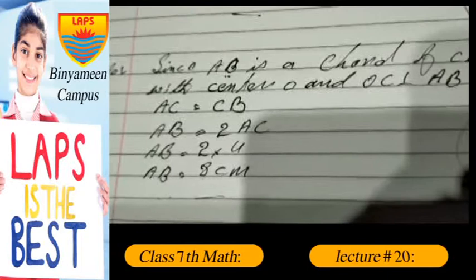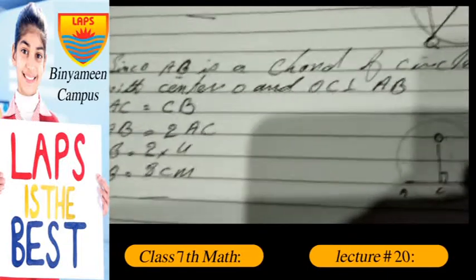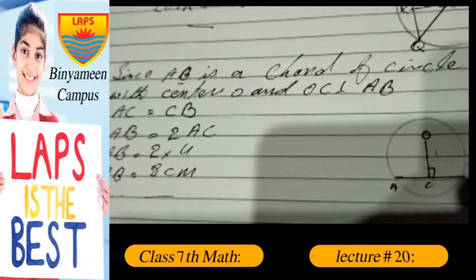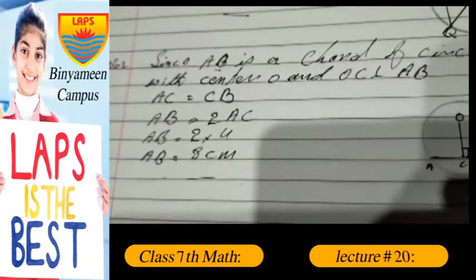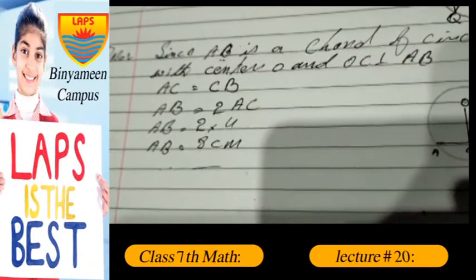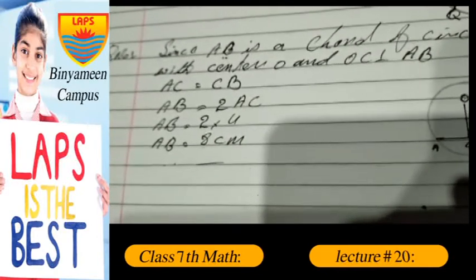Step of construction: since AB is a chord of the circle with the center O and OC is perpendicular to AB, AC is equal to CB and AB is equal to 2AC. AB is equal to 2 multiplied by 4. So AB is equal to 8 cm.